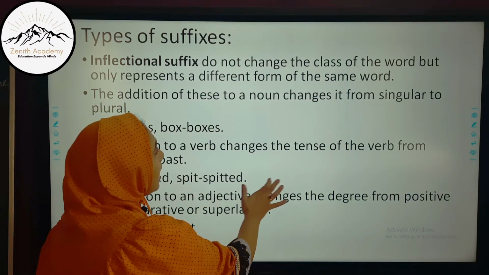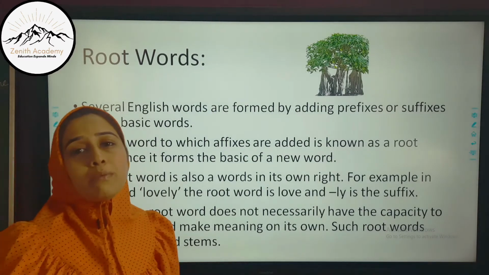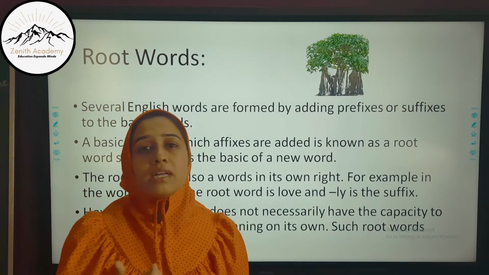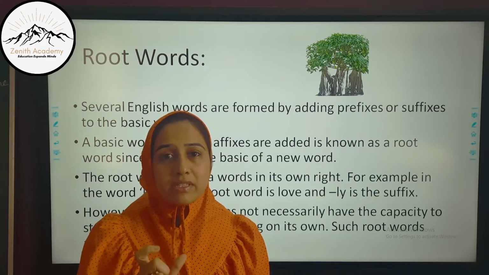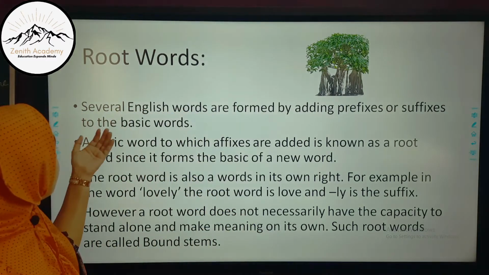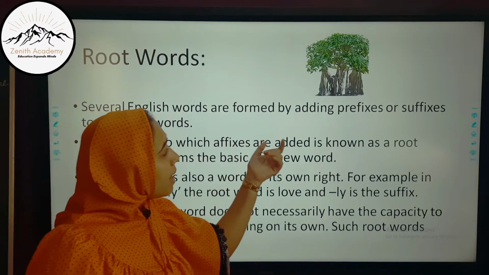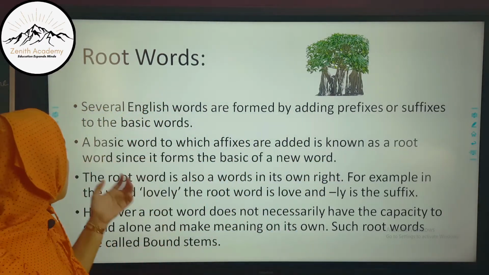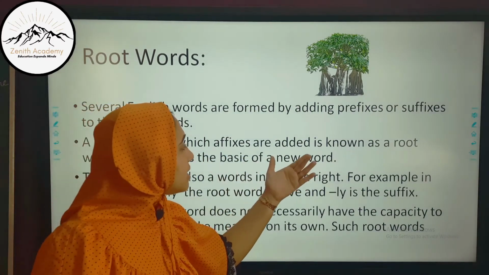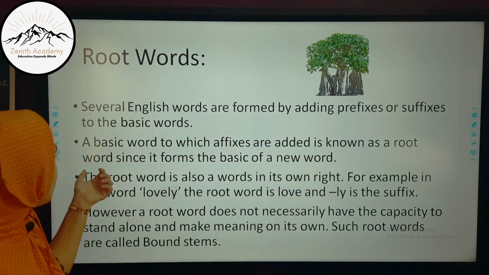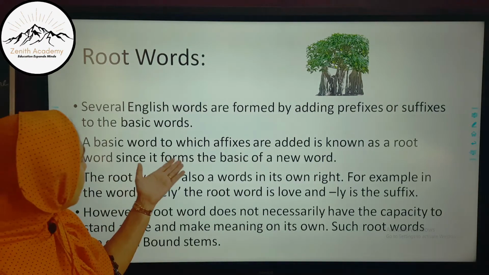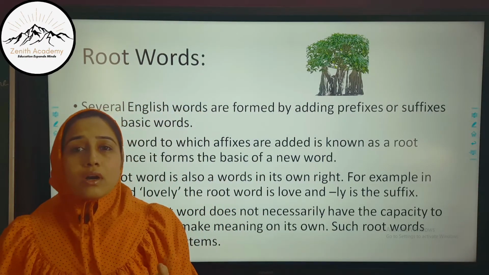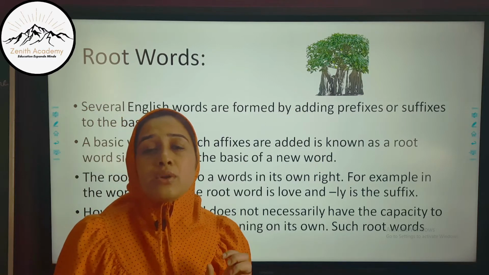Let's move ahead and see what the root word means. In the very first slide, I told you that the root word is the main base of this affixes. Several English words are formed by adding prefixes or suffixes to the basic words. Basic word to which affixes are added is known as the root word, since it forms the basis of a new word. The basic word or the main word is called as the root word.